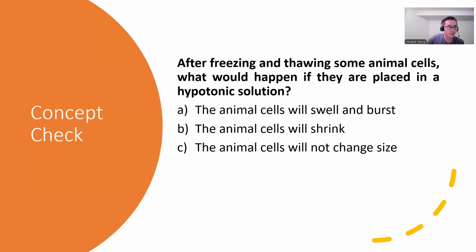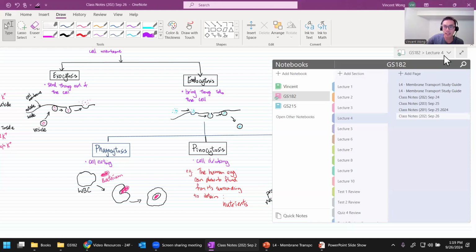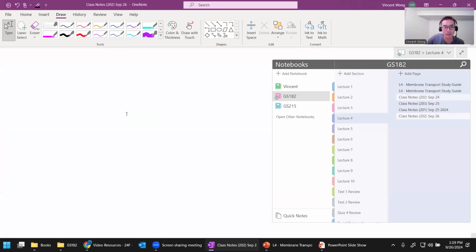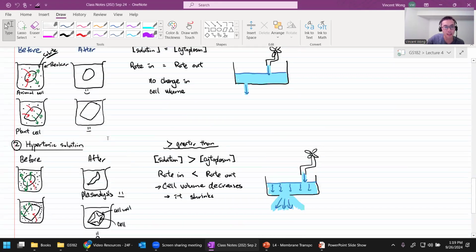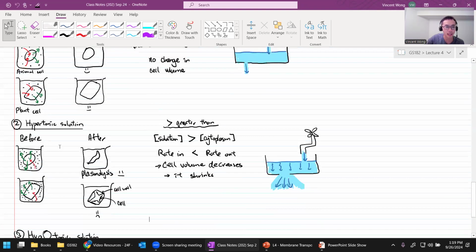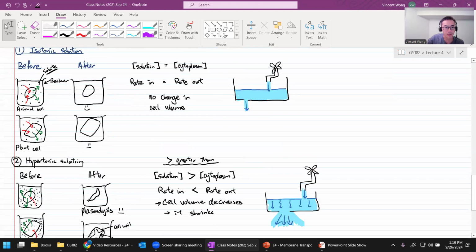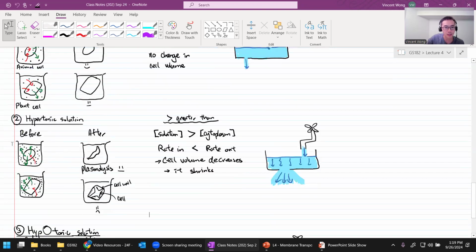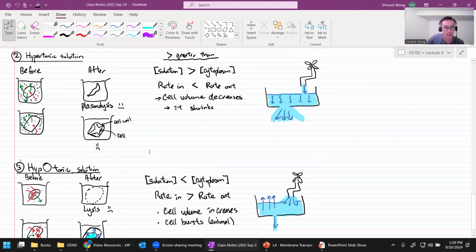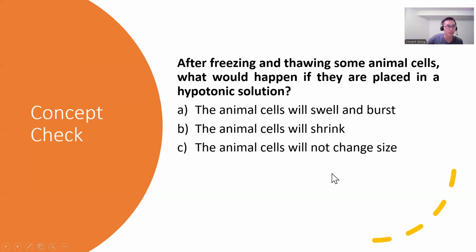Now, first of all, before you answer, one person answered already, and there are more people answering. That's great. But I just want to quickly go back to show you what we did last time with the isotonic, hypertonic, and hypotonic. In a hypertonic solution, the cell will shrink. If it's in a hypotonic solution, the cell will burst, if it's an animal cell that we're talking about.